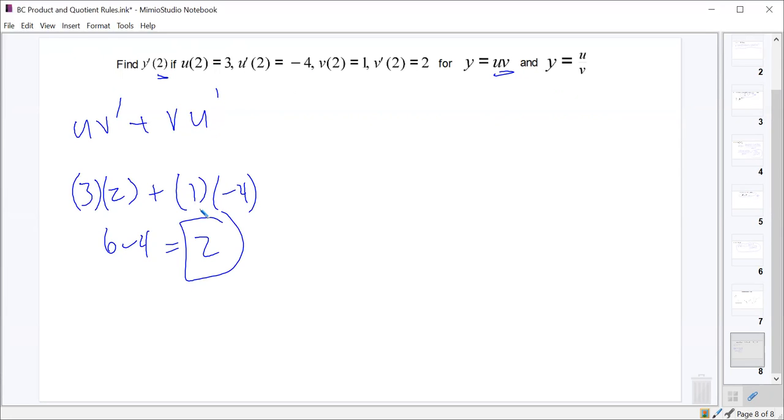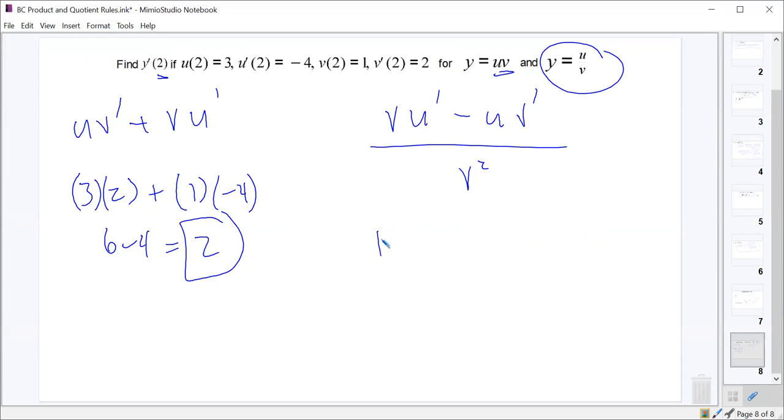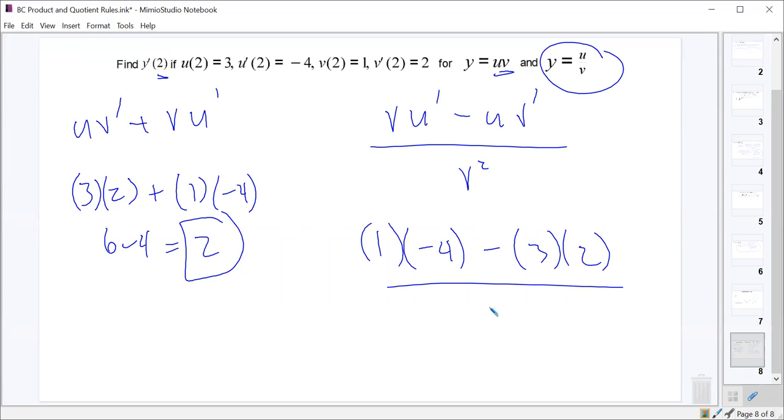Splendid. Great. And if we wanted to do u divided by v, that ought to be v du minus u dv over v squared. So v of 2 would be 1. U prime of 2 would be -4. U of 2 would be 3. And v prime would be 2, over 1 squared. Which would give us what, -4 minus 6 or -10. Easy enough?